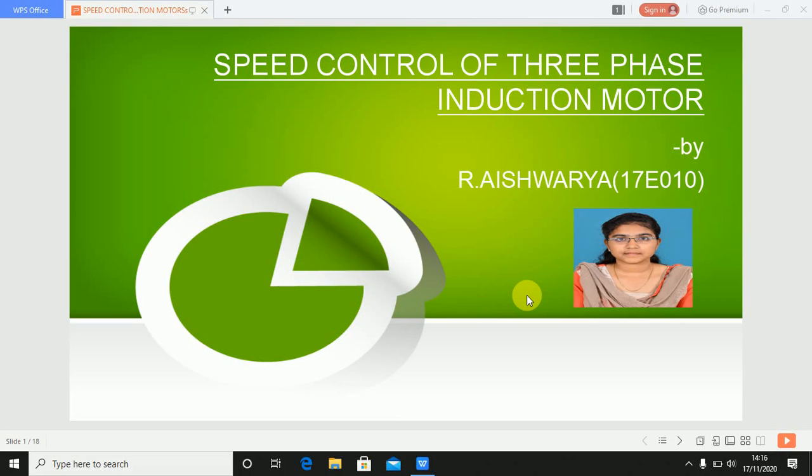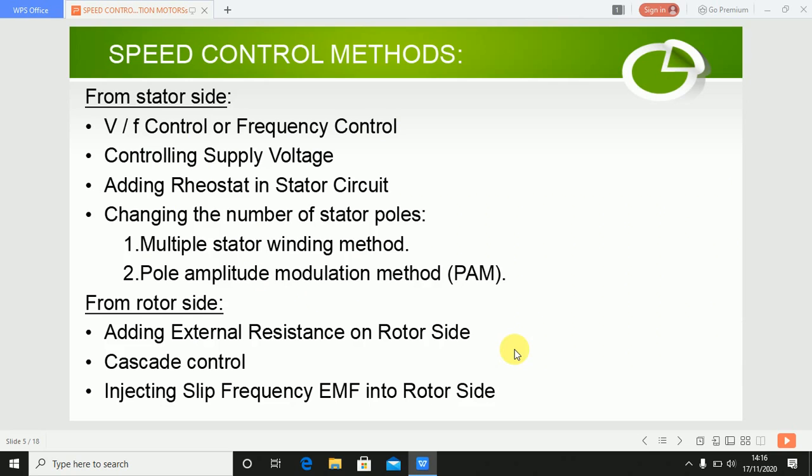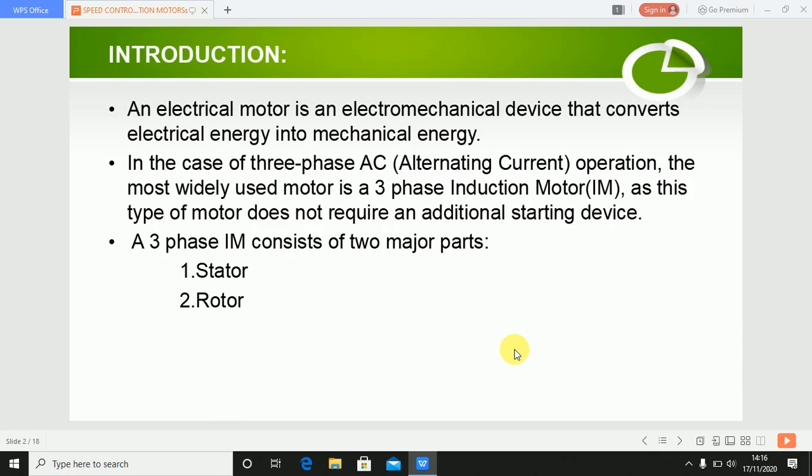Let us see about speed control of three-phase induction motor. First, what is an induction motor? It is an electromechanical device that converts electrical energy into mechanical energy. A three-phase induction motor is the most widely used motor as it does not require any additional starting device.